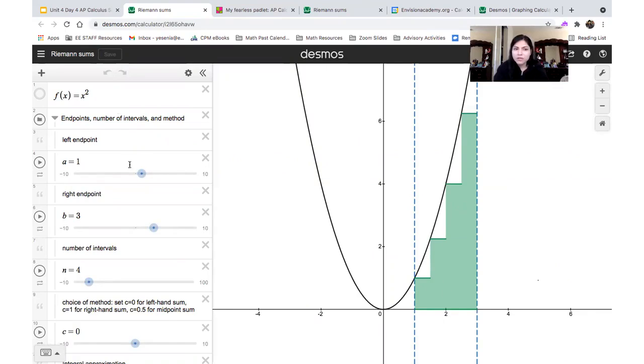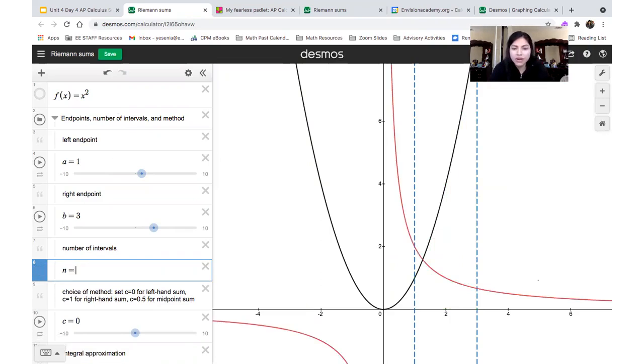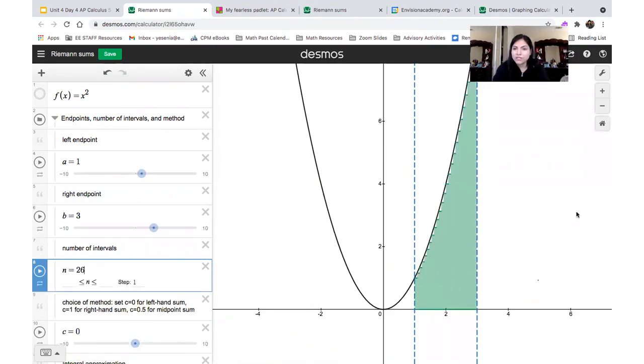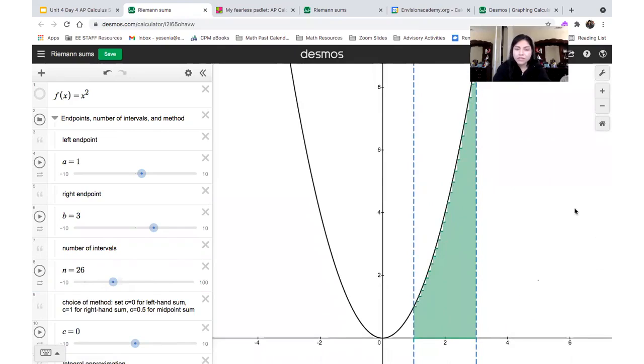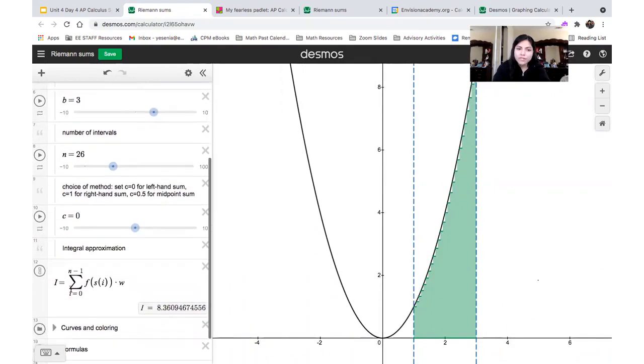It doesn't. So we played around with the number of rectangles under the curve. So when we said, okay, let's try, I think someone suggested 26. So we did 26 rectangles. Take a look. 26 is a pretty good estimate. There is less white space under the curve. And if you scroll down on the tool, you see the sigma representation, and it actually calculates the area for you. So it's saying that it's about 8.36.